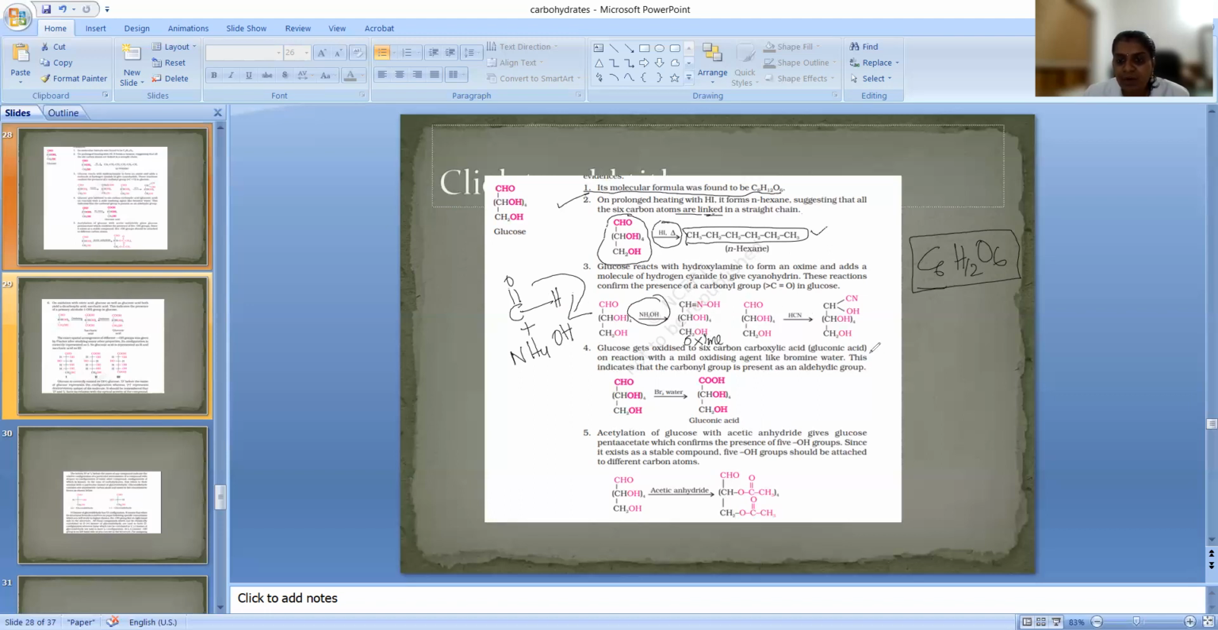At the same time, if you are treating the C double bond O with HCN, HCN means H plus and CN minus, right? If you are treating, the bond will shift, this becomes negative, this becomes positive. CN will be coming and joining here, and H will be joining here. So you are going to get this compound, CH(OH)CN. This is called a cyanohydrin. So you are going to get a cyanohydrin.